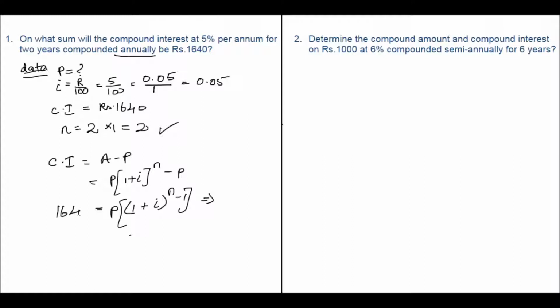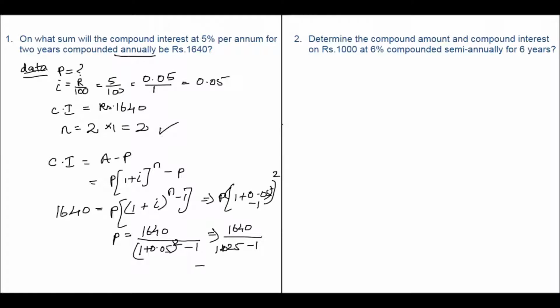Now here, the compound interest value we know, 1640, is equal to P times (1 plus 0.05) the whole power n, which is 2. So I am bringing P to the side: 1640 divided by (1 plus i) the whole power n minus 1, that is 1.05 squared, so (1 plus 0.05) the whole square minus 1. It will be 1640 divided by, on simplification, 1.1025 minus 1, and the answer is 16,000 rupees.